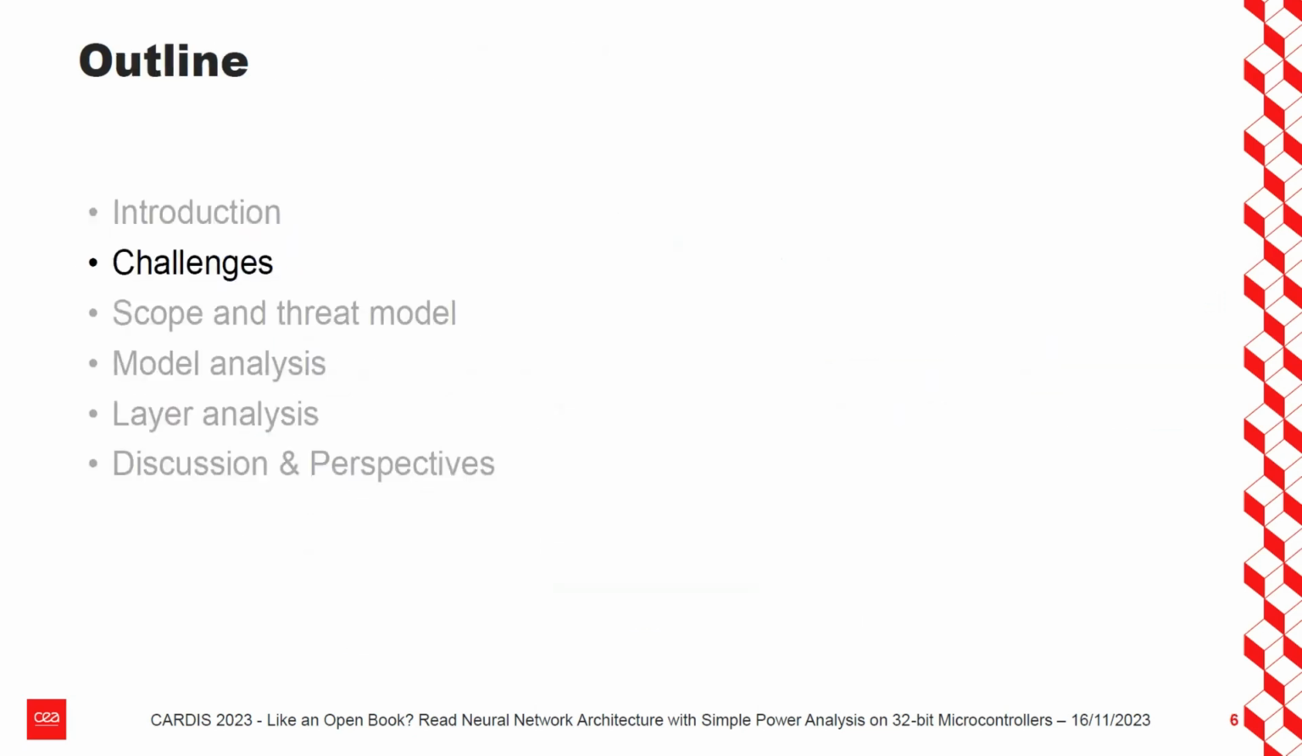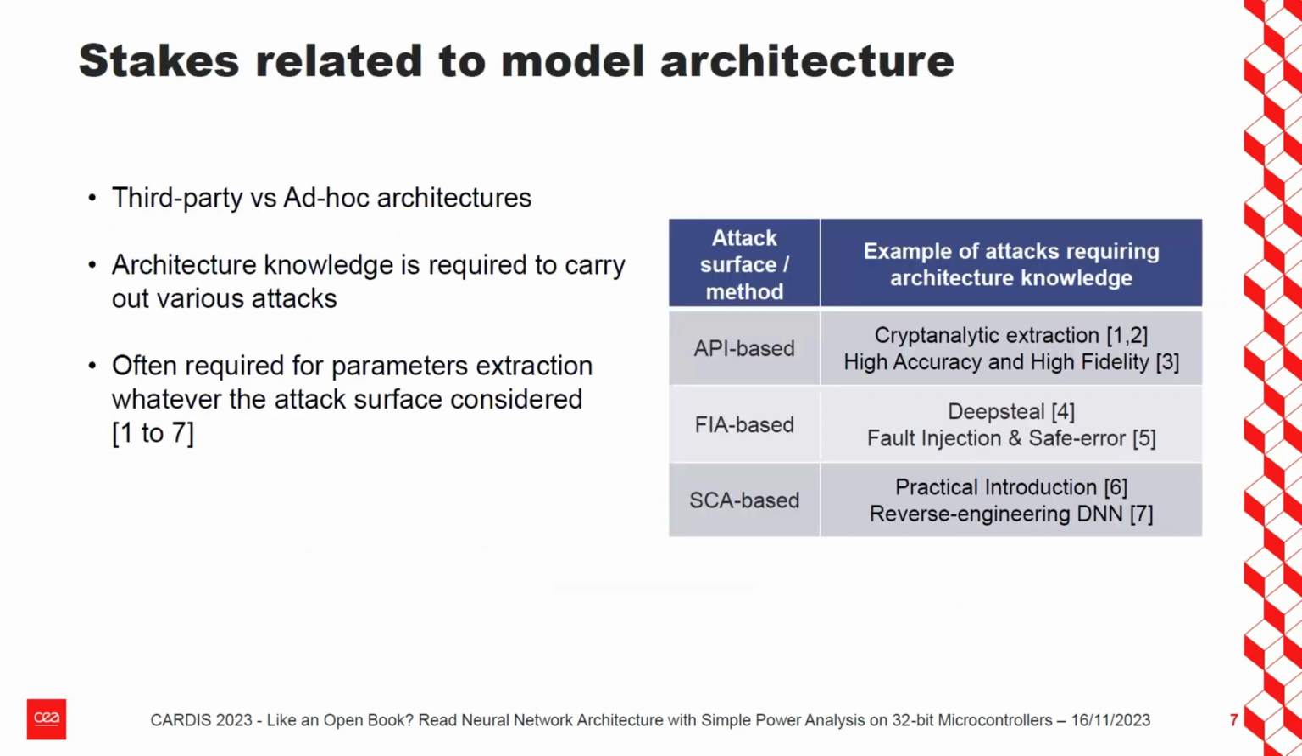So now let's discuss a bit more about the challenges and the stakes related to model architecture. Today, deployed models are either based on already existing architectures or handcrafted ones. And those architectures are often required in order to perform other kinds of attacks that are targeting either model integrity, availability, and confidentiality we mentioned before. As an example, on the right of the slide, you have a table gathering a few attacks targeting the extraction of model parameters. What they have in common is that they all require the knowledge of the targeted model architecture, even if they use different attack surfaces or different methods.